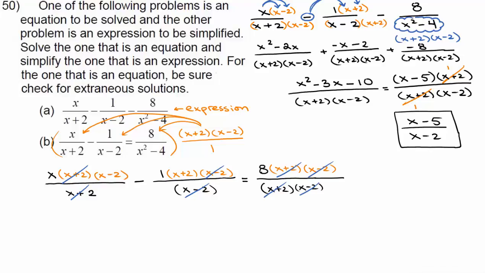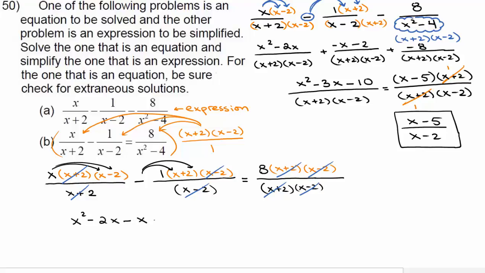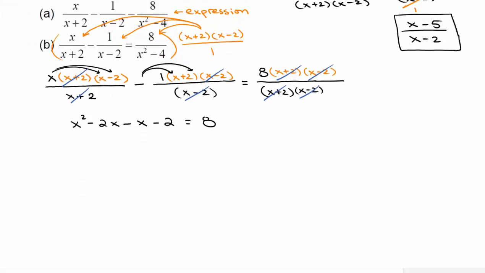So we're going to end up simplifying what we have left here. I'm going to distribute this x to both of these terms. This is going to give me x squared minus 2x. I'm going to distribute this negative to both of these terms right here. So that's going to give me negative x minus 2 is equal to 8. We have a quadratic equation, so we're going to combine like terms, and we're going to set this equation equal to 0. That's what you do every time you have a quadratic.